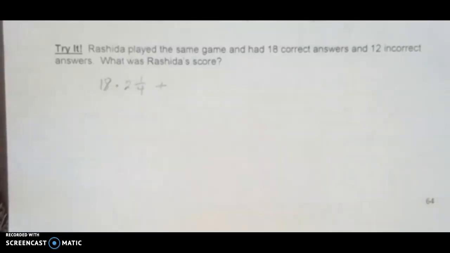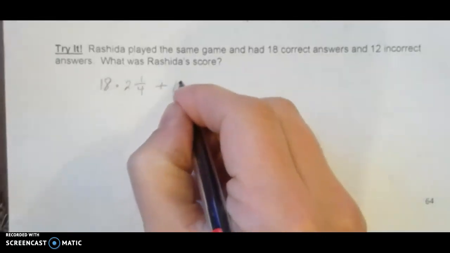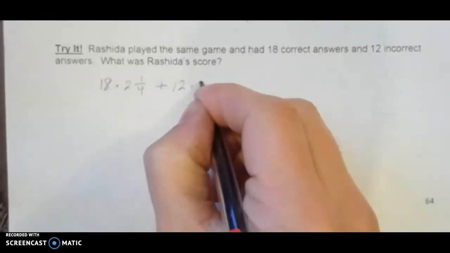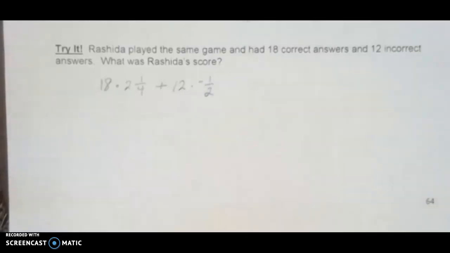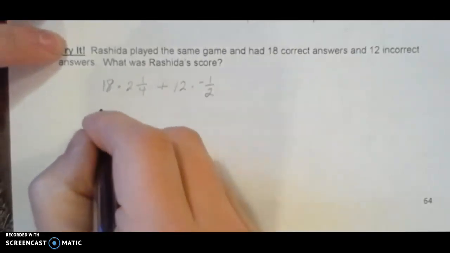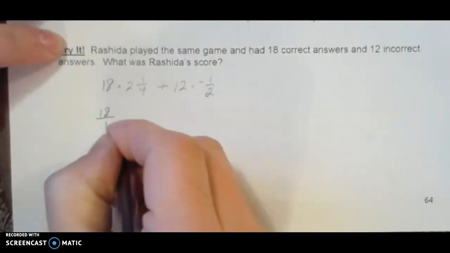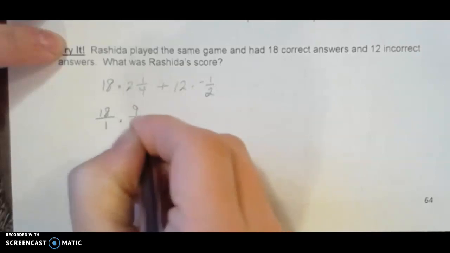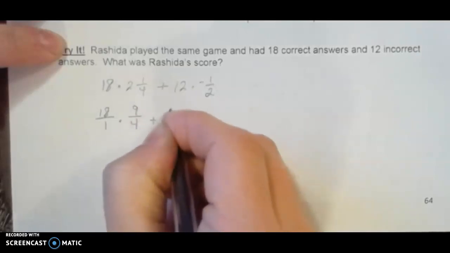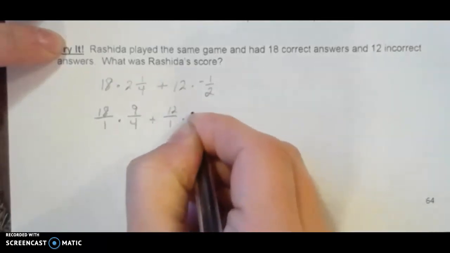And then I'm going to add to that the amount for the incorrect points. There were 12 incorrect questions. Each one is worth -1/2 points. And so there's our initial setup. I'm again going to change everything into fractions first. This is going to be 18 over 1 times 9/4 plus 12 over 1 times -1/2.